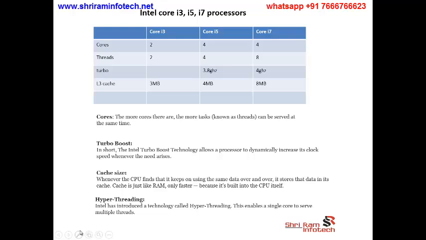Wait. So now this is a chart which describes the difference between i3, i5 and i7. There are four basic differences between the i3, i5, i7. The first difference is the number of cores. Number of cores means number of arithmetic and logic units. If there is a single core, when the instructions come from the outside world, one person is managing all the instructions.